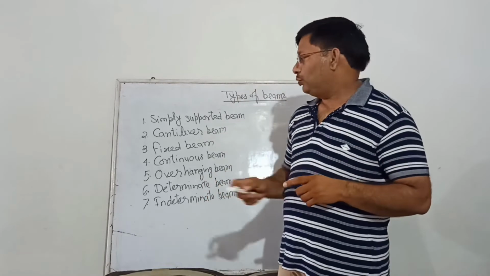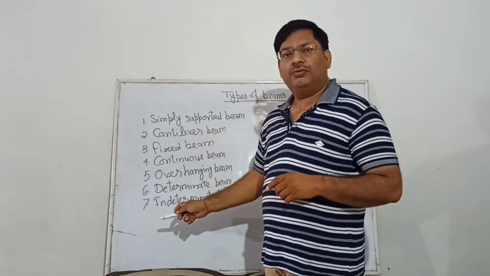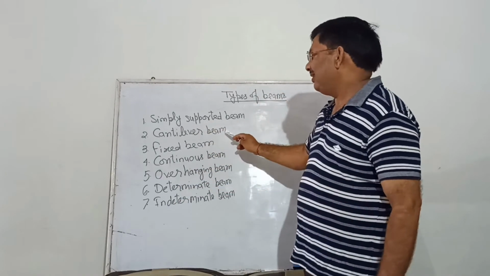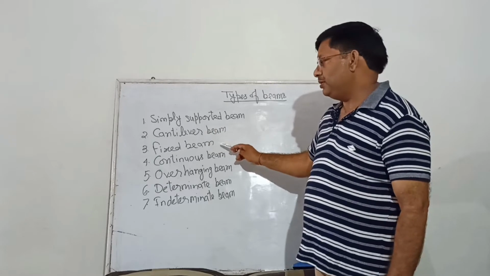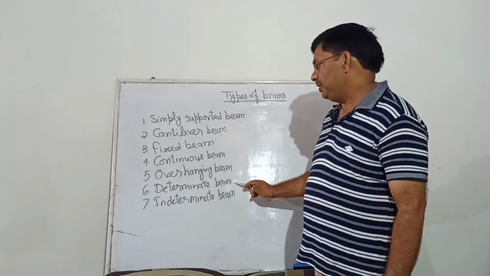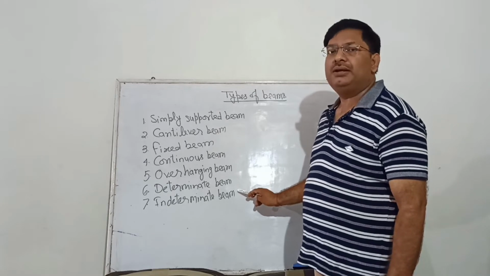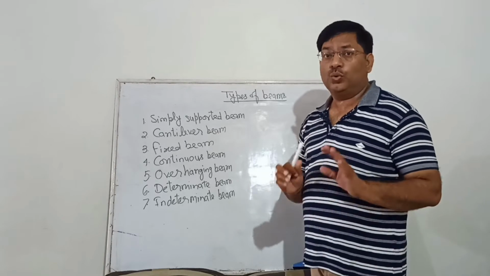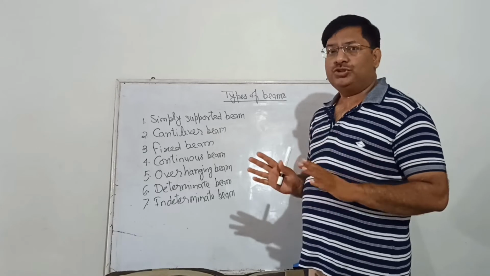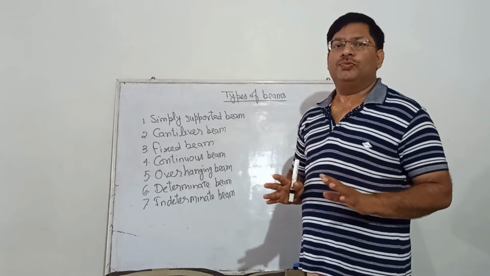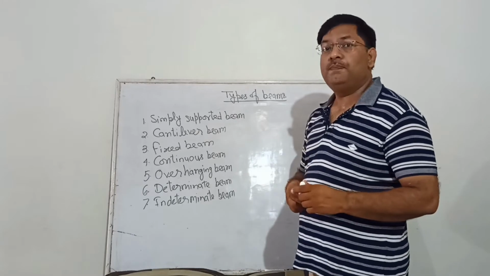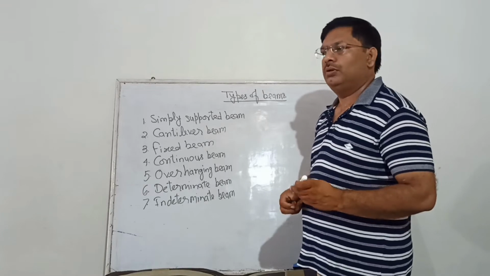Now there are a total of 7 types of beams. First is the simply supported beam, then cantilever beam, fixed beam, continuous beam, overhanging beam, determinate beam and indeterminate beam. So there are a total of 7 types of beams. In this lecture we will discuss all the types of beams one by one. So let's take the first beam, the simply supported beam.